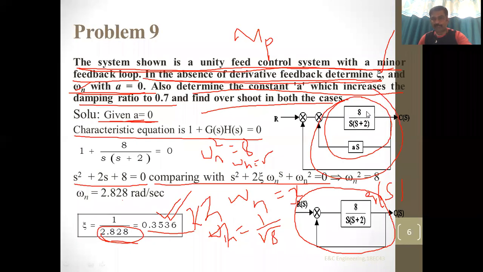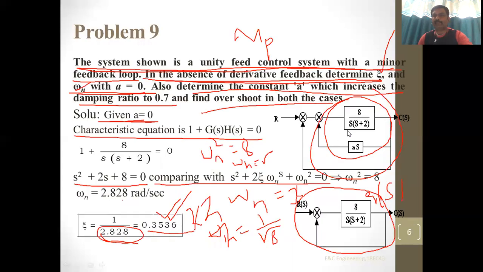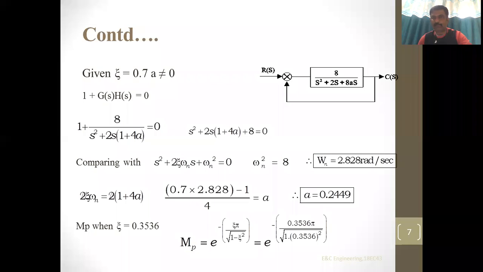Okay, this has been simplified and the simplified result is 8 divided by s square plus 2s plus 8as. How do you simplify this? It is a minor feedback loop, a negative feedback system: g of s divided by 1 plus g of s into h of s. When this is simplified, this value comes. Next, further I need to simplify this.